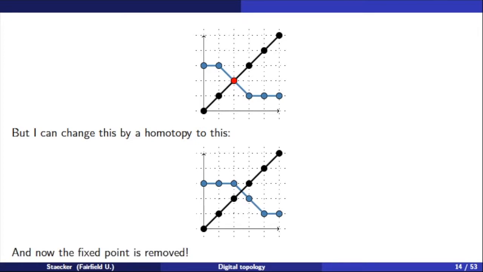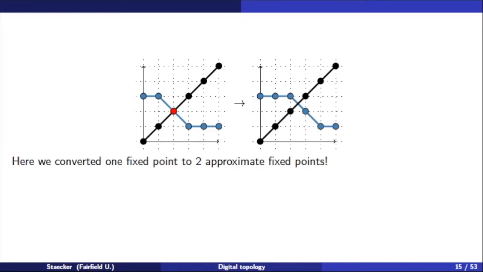The fixed point is removed here. So you could say now it's an approximate fixed point, but we converted. We had one fixed point before, and now it's two approximate fixed points, which is a little strange. And it's not clear what you should say is the index. If I have two approximate fixed points now, is it like 1/2 each? It's not clear what it should be.